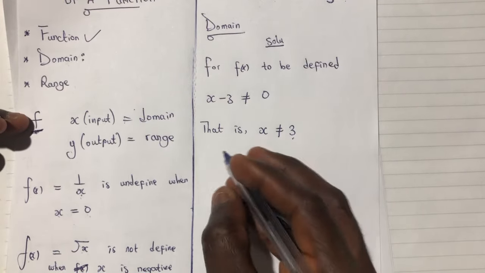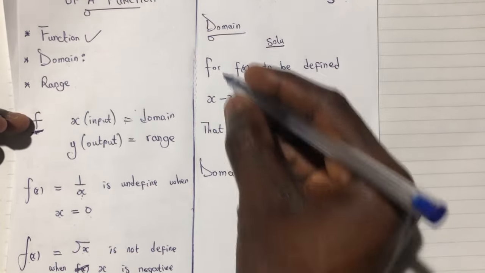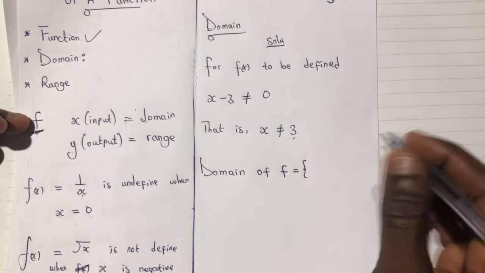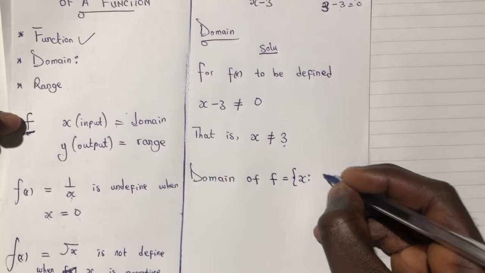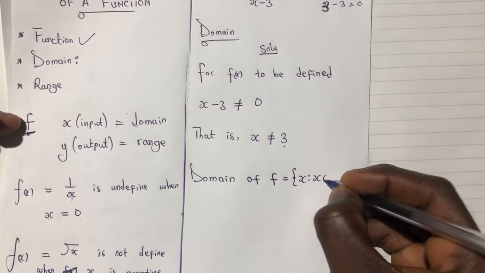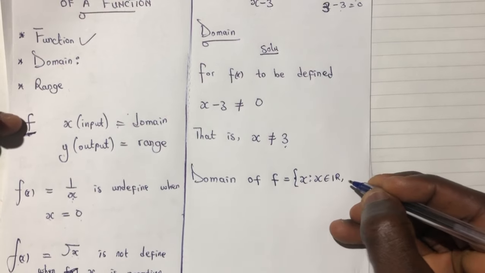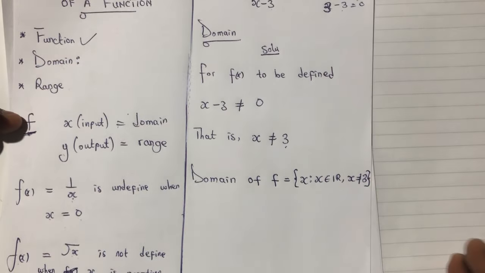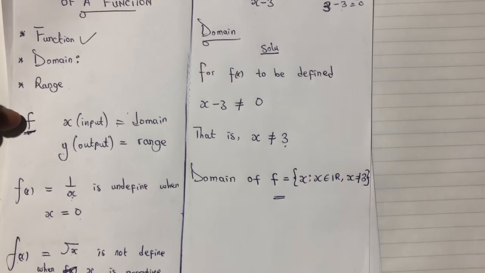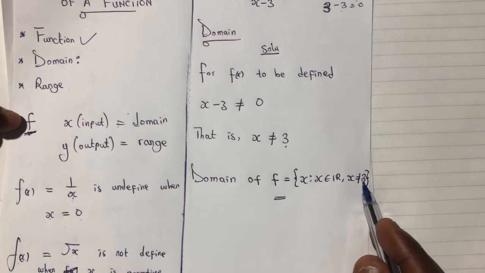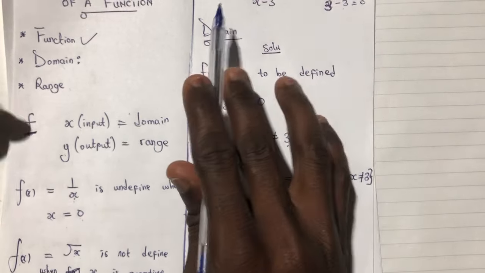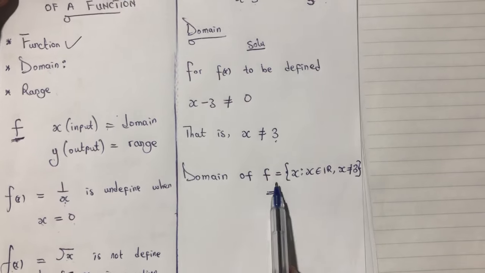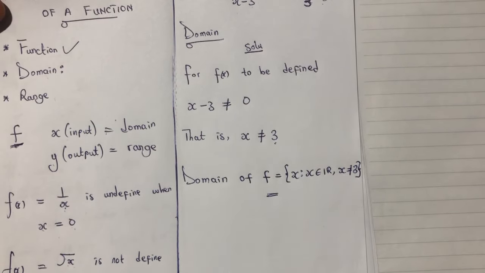And so once we are able to get that value that will make the equation undefined, then we can write a statement by saying that the domain of the function given to us, f equals, bring curly bracket like this, x is such that x is a member of all real numbers, x must not be equal to 3. And we close it. And this is our answer for the domain. So any other value substituted into the equation f of x will make the equation defined, but 3 will make the equation undefined. And so we are done with the domain.